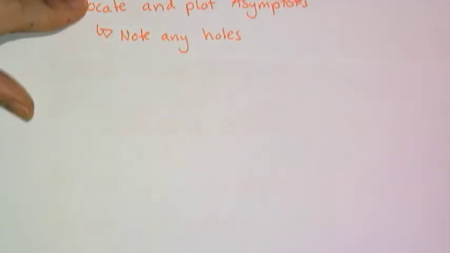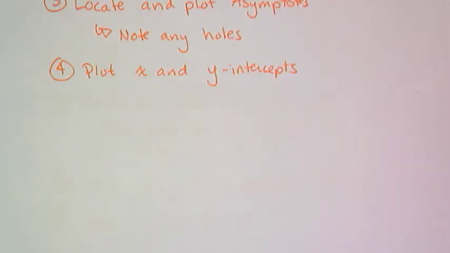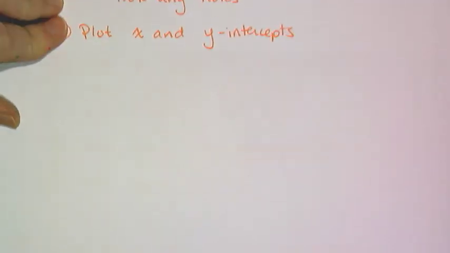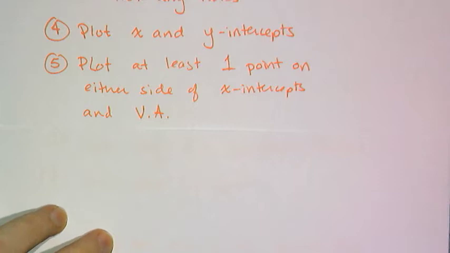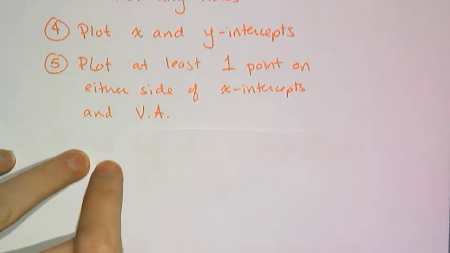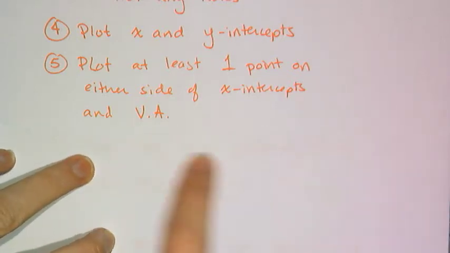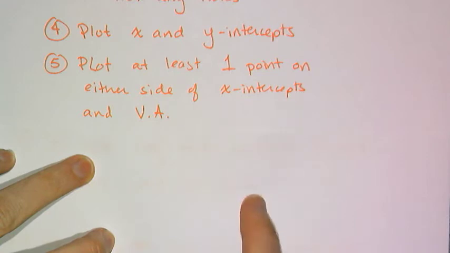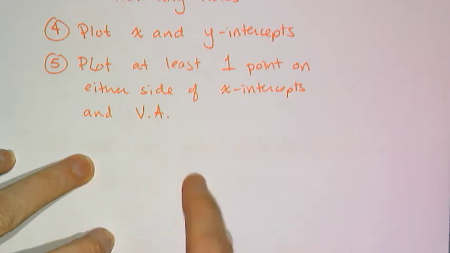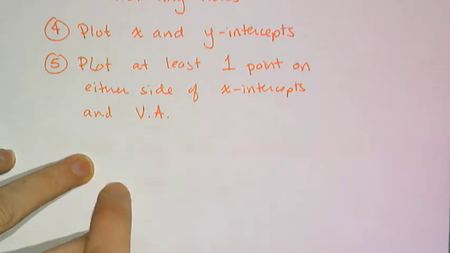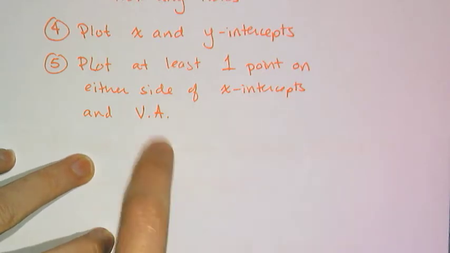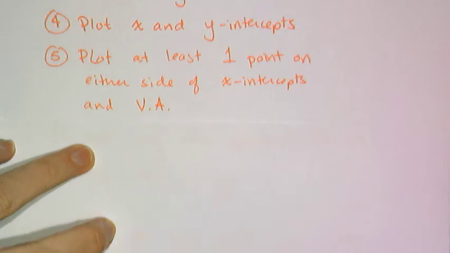The next thing you need to do is plot x and y-intercepts like you do for all graphs. Next, you want to plot at least one point on either side of all of the x-intercepts and the vertical asymptote. So what you think of is you think of that x-axis as a number line, and you plot the x-intercepts and the vertical asymptotes, and they break up the number line into different intervals, and you have to check either side of these x-intercepts and vertical asymptotes to see what's happening with the graph.